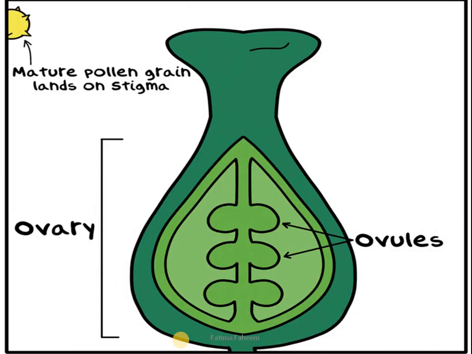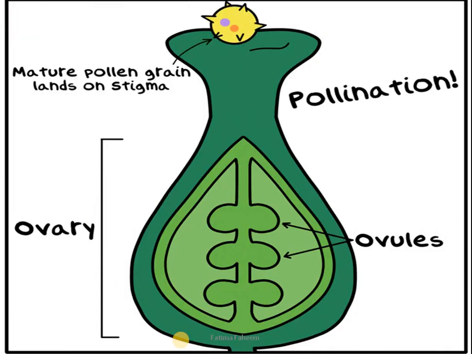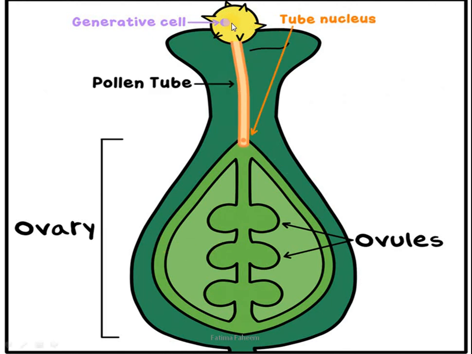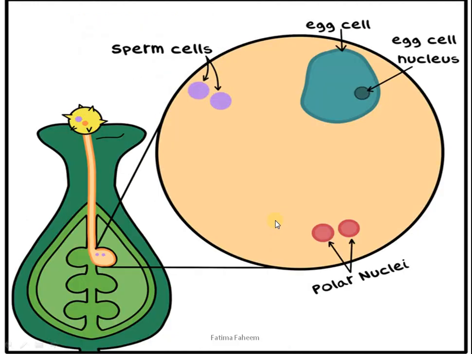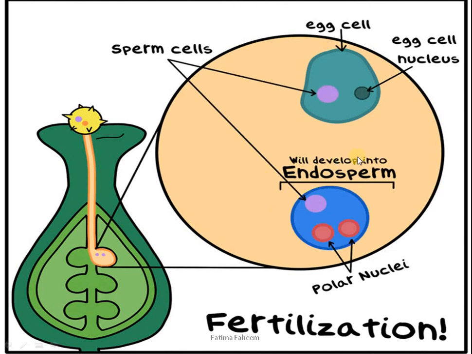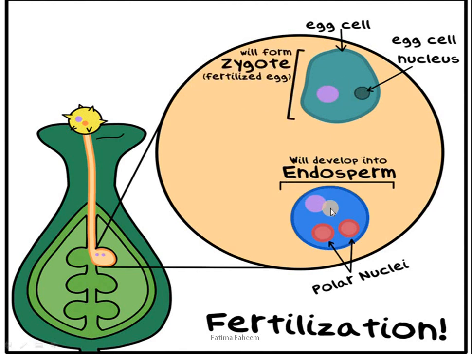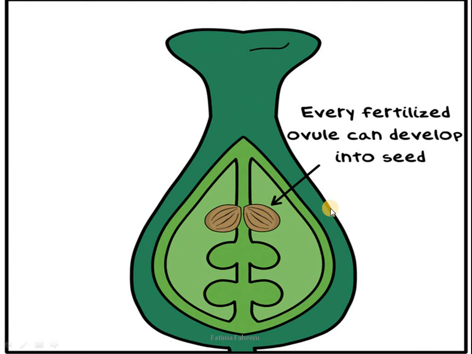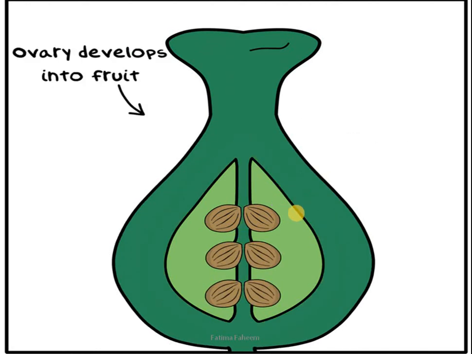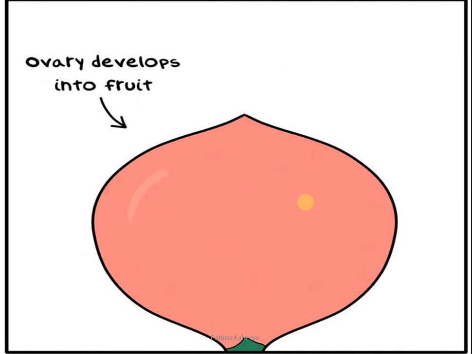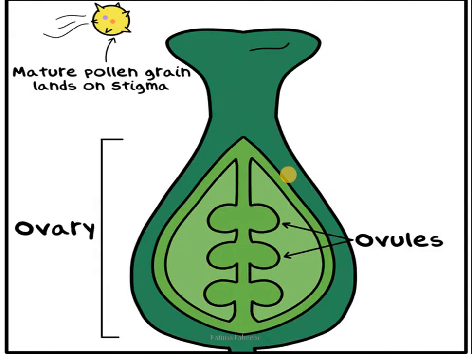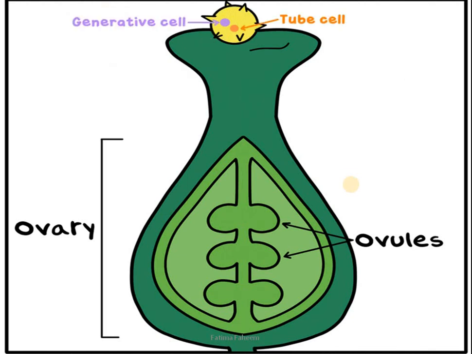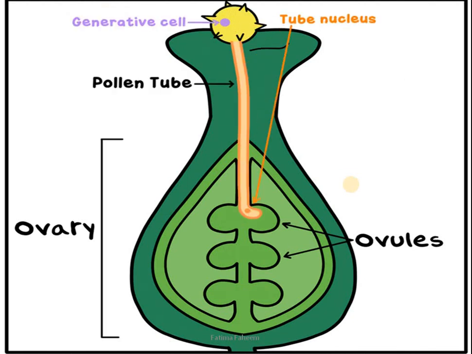In this animation, I've tried to summarize the process. The mature pollen landed here. It started to form the pollen tube, which contained the generative nucleus. The generative nucleus started to form two cells which fused separately with the female gametes, one forming the endosperm and the other forming the zygote. These are the post-fertilization changes, where you can see the ovary turning into fruit and ovules turning into seed.